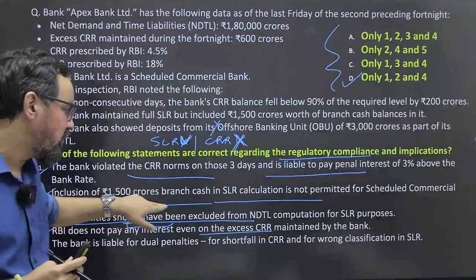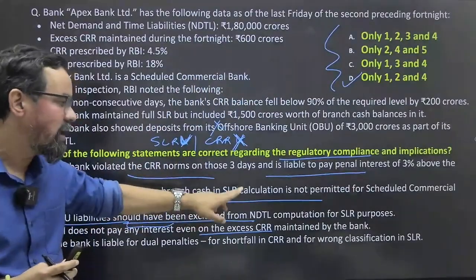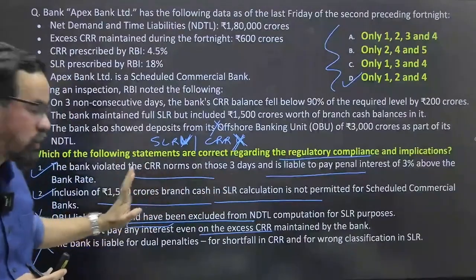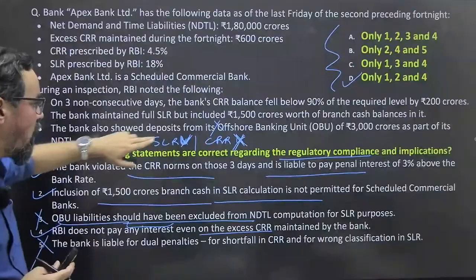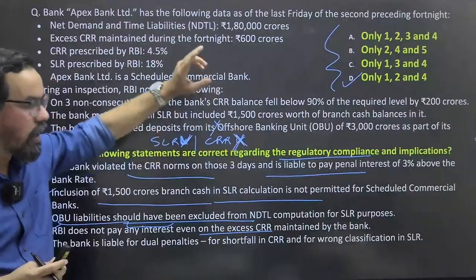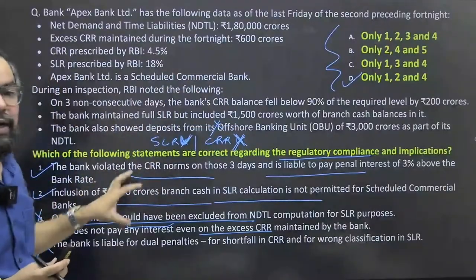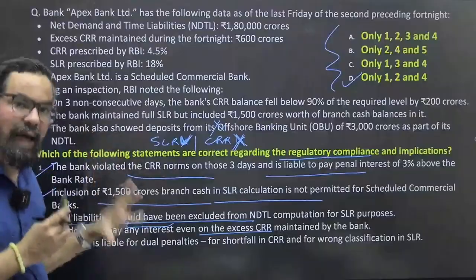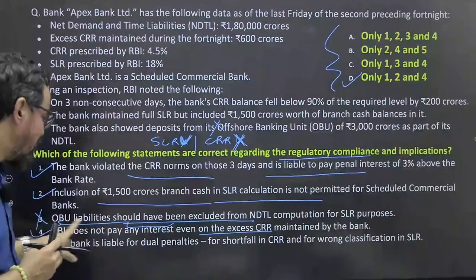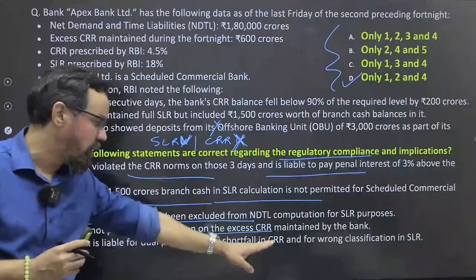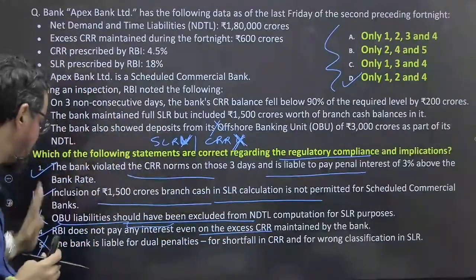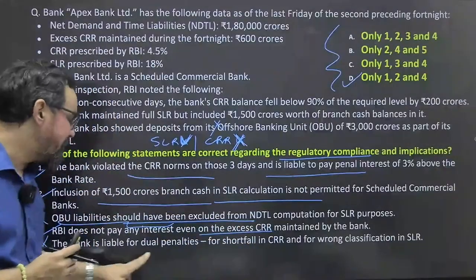Inclusion of 1500 crore branch cash in SLR is not permitted. Again this is also correct for a scheduled commercial bank. OBUs, offshore banking units, are not included in case of CRR, but for SLR it is calculated. So that's why this statement is wrong. RBI does not pay any interest even on the excess CRR maintained. That is the rule. The bank is liable for dual penalties.